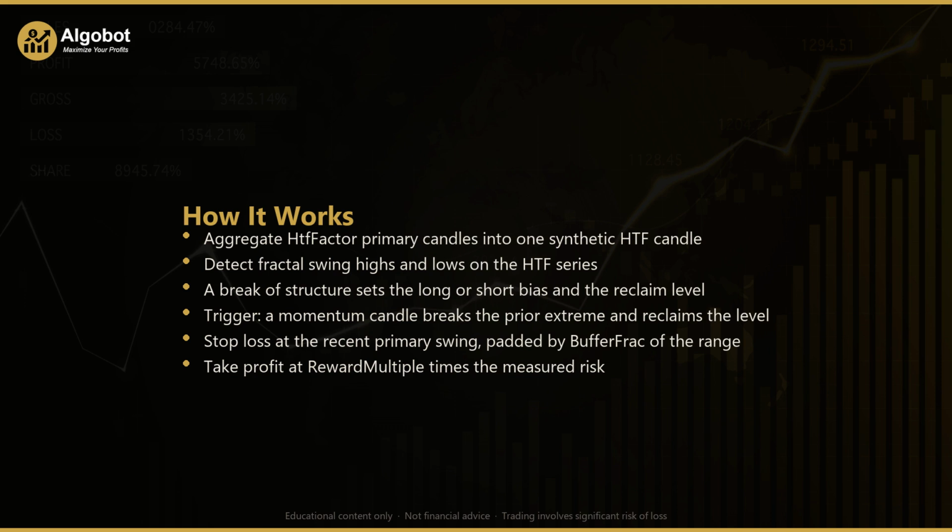For a long, the stop loss is placed at the most recent primary swing low, padded by a fraction of the trigger candle's range. For a short, it sits just above the recent swing high. The distance from entry to stop becomes the measured risk, and the take profit is set at a fixed reward multiple of that risk, 2 times the risk by default. Finally, the strategy only ever holds one position at a time, so it waits for the current trade to resolve before considering the next.